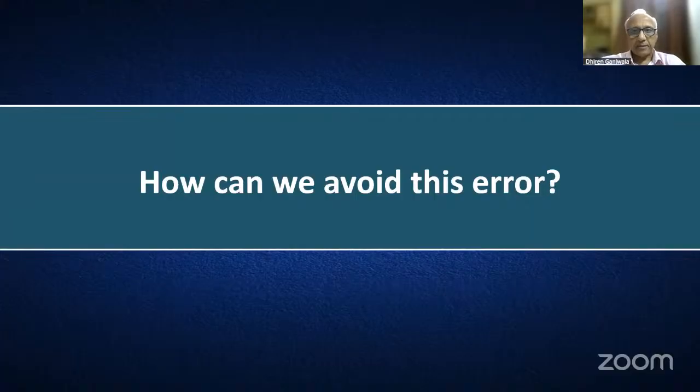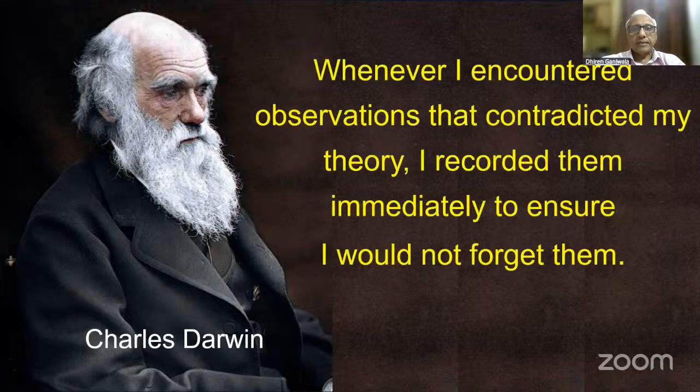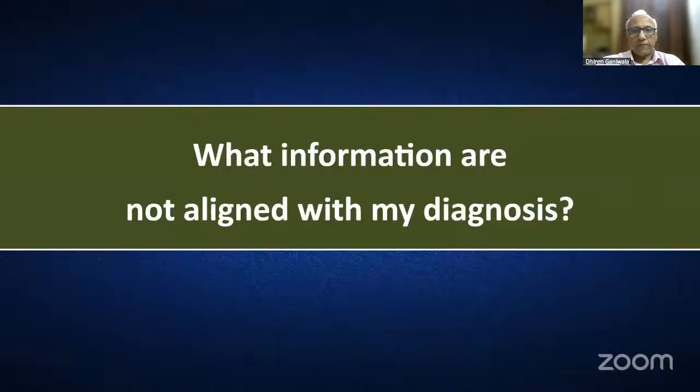How to avoid this error? For that, I would like to give you the example of Charles Darwin, the person who described the theory of evolution. He says that whenever I encountered an observation that contradicts my theory, I recorded it immediately in my notebook to ensure I would not forget it. Whenever we have two sets of information, one fitting with the theory and the other not fitting, the human mind tends to neglect what is not fitting. So to avoid that, we need to always ask what information is not aligned with my probable diagnosis. Don't rely only on what is aligned with your diagnosis, but also think about what is not matching with your differential diagnosis.